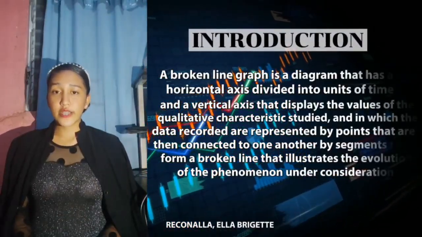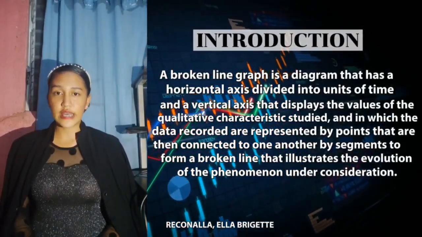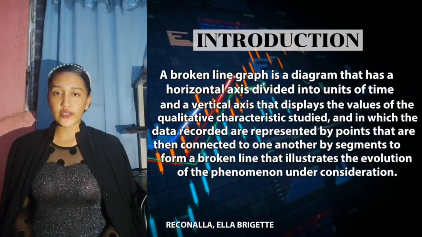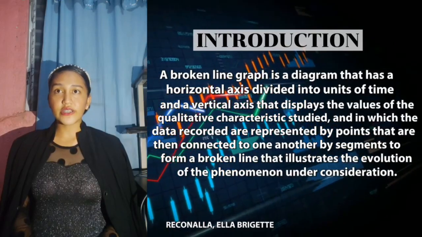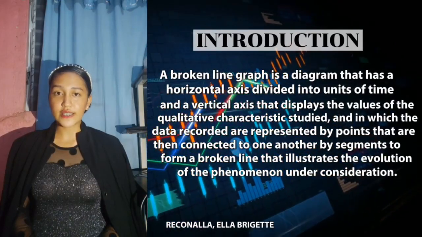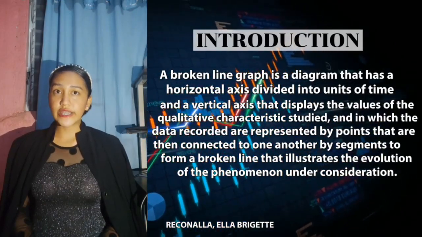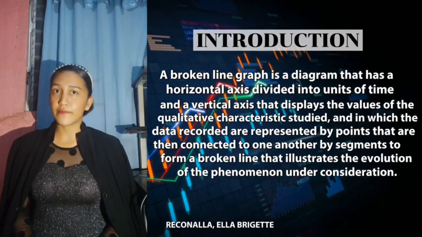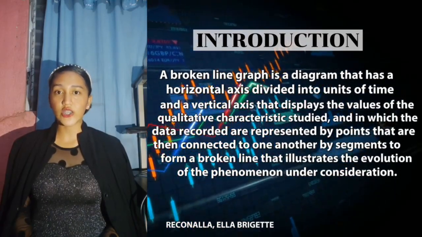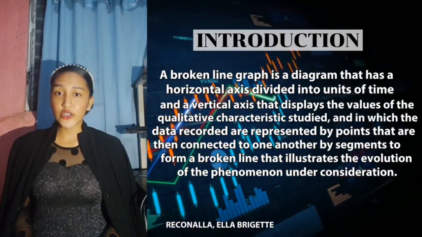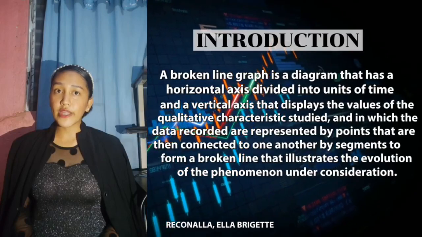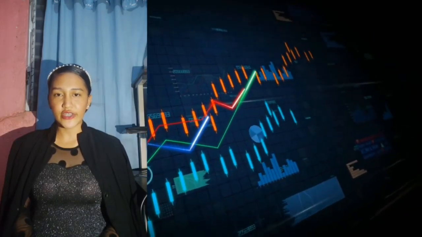A broken line graph is a diagram that has a horizontal axis divided into units of time and a vertical axis that displays the values of the qualitative characteristics studied, and in which the data recorded are represented by points that are then connected to one another by segments to form a broken line that illustrates the evolution of the phenomenon under consideration.